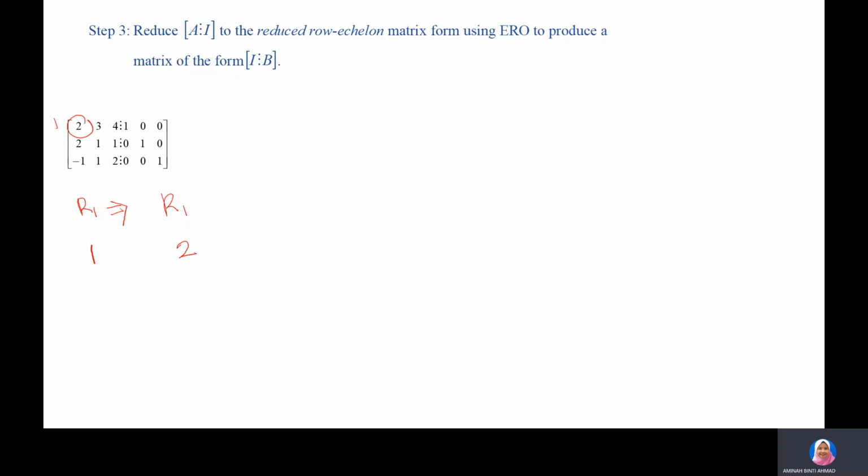To make sure it's equal to 1, we just need to divide by 2. Therefore 2 over 2 is equal to 1. So our new formula will be row 1 equals row 1 divided by 2. Okay, next.